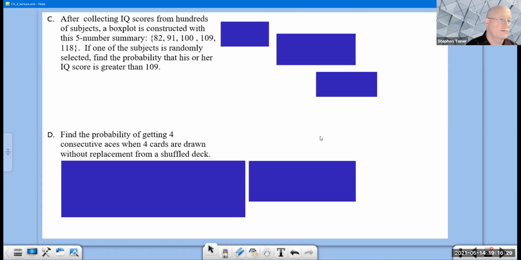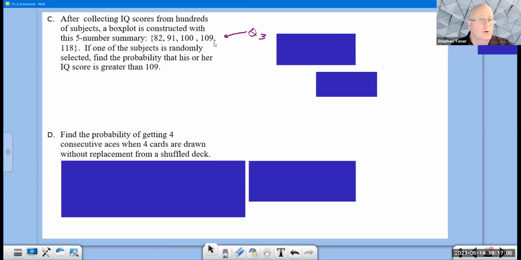A couple more problems. Part C. After collecting IQ scores from hundreds of subjects, a box plot is constructed with this 5-number summary: 82, 91, 100, 109, and 118. If one of the subjects is randomly selected, find the probability that his or her IQ score is greater than 109. Well, 109 is one of those numbers given as part of the 5-number summary.